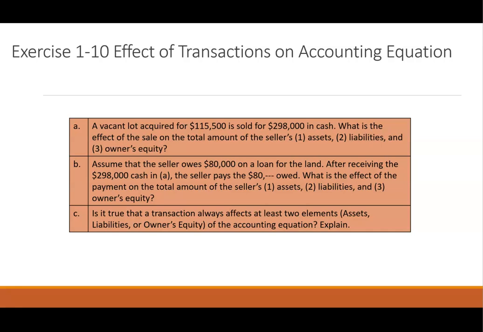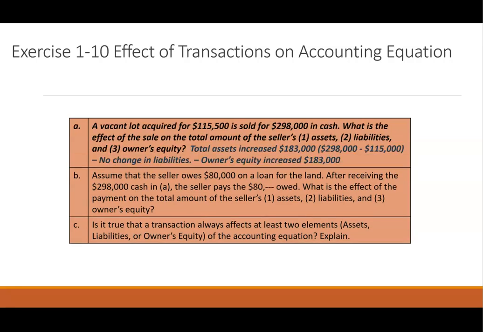A vacant lot acquired for $115,500 is sold for $298,000 in cash. What is the effect of the sale on the total amount of the seller's assets, liabilities, and stockholders' equity? So think about it. If the asset was on the books at 115,500 and yet it sold for 298 in cash, wouldn't it make sense?